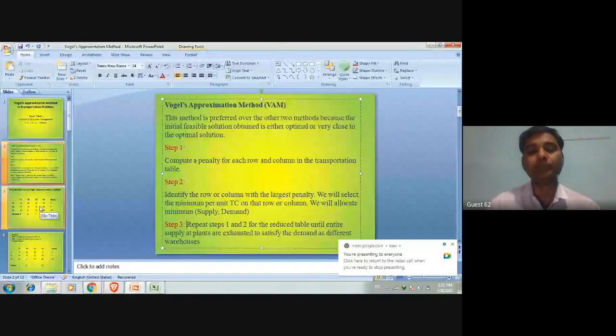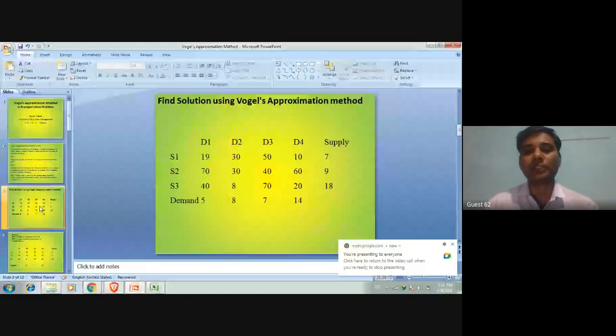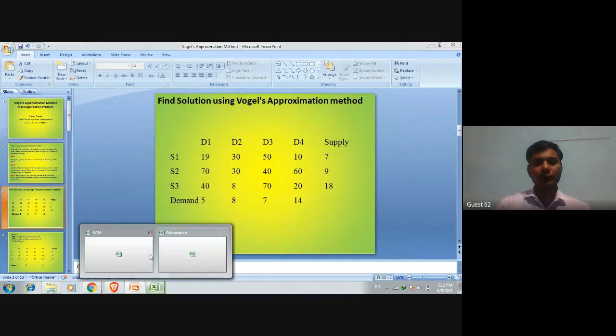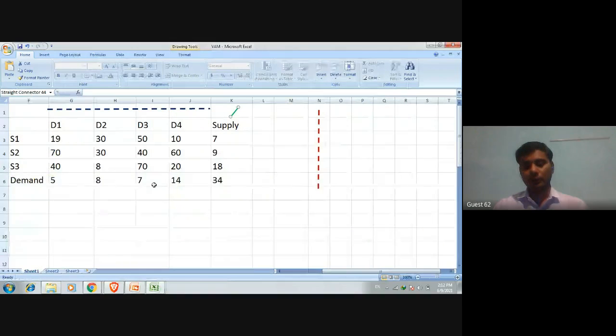This is an example. We will solve this transportation problem by the WAM method. Since in the PPT it is very tough to calculate the numbers, I am writing this problem in Excel. So I have written this problem in an Excel sheet. This is the problem where demand and supplies are given.